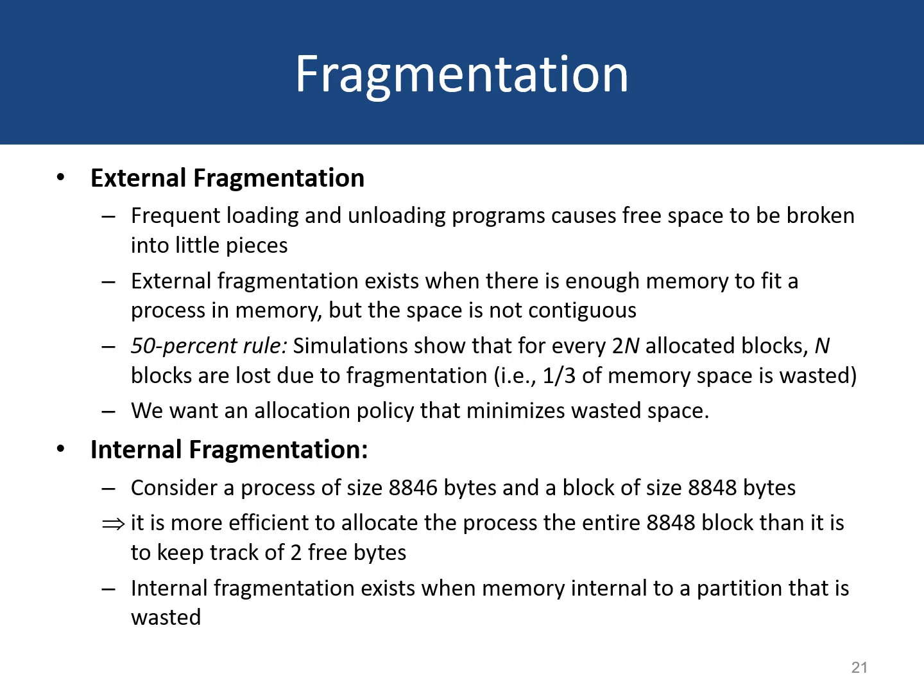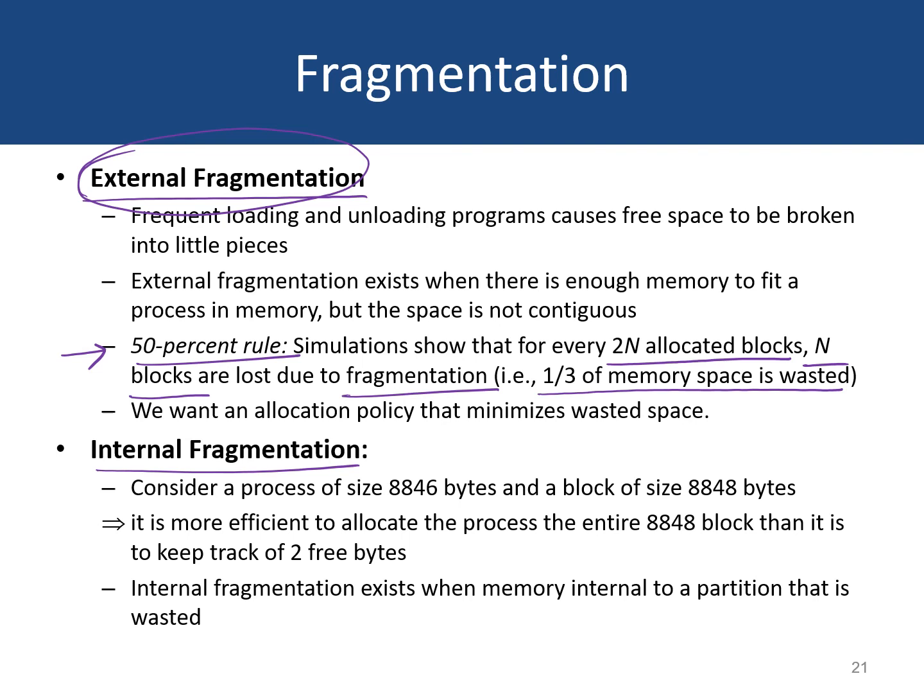So having talked about external and internal fragmentation, this slide summarizes these for us. Most of this we have already talked about on the previous slide. One additional thing I would like to point out here is, experiments have shown that over time, if we allocate 2n blocks using contiguous allocation, roughly n blocks are lost due to external fragmentation. So essentially one third of the memory space would be wasted in external fragmentation if we are using contiguous allocation. Now this is an empirical result that has been observed in experiments. This is not a law, it's more of a heuristic.